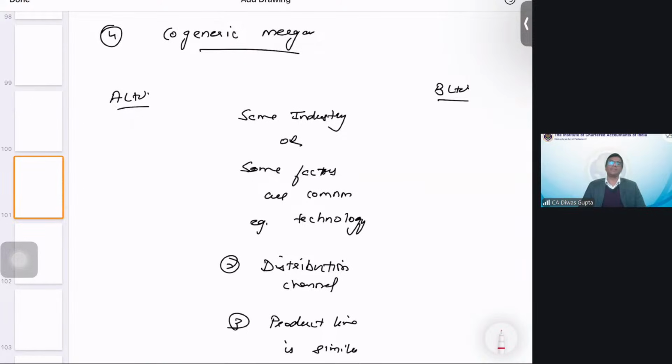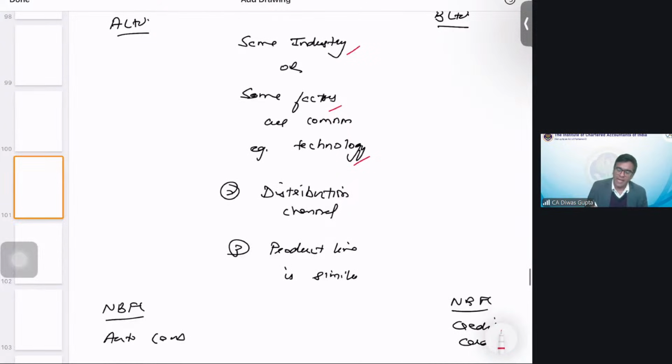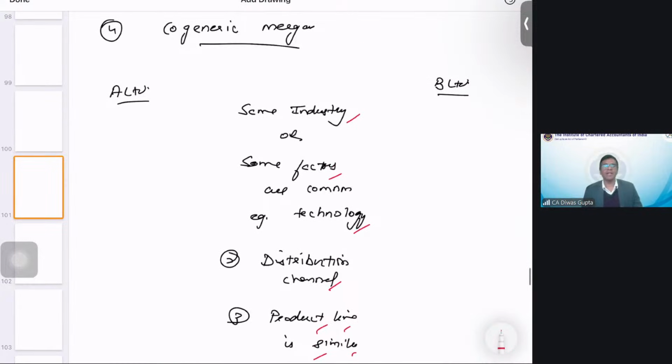Then comes the co-generic merger. So in a co-generic merger, students, something is common. We ask, what is the overall genre of this company? Either they are from the same industry or there are some common factors. For example, technology. They have a common distribution channel and their product line is similar. So what we are trying to say is that there is some commonality between both A Limited and B Limited. But this is not a horizontal, not a vertical, not a conglomerate. This is a separate merger called co-generic merger.